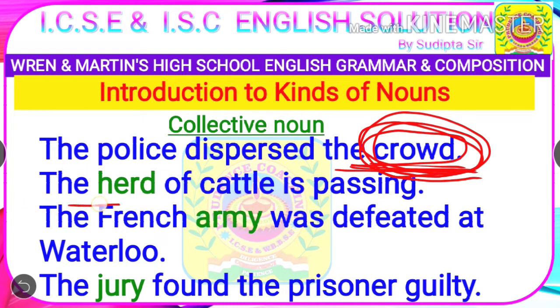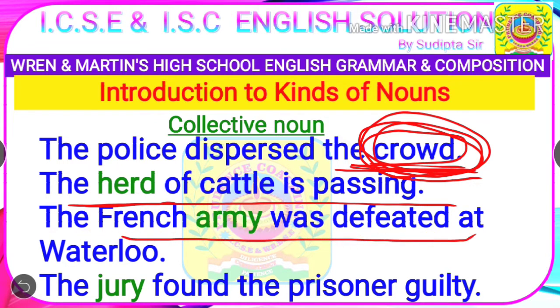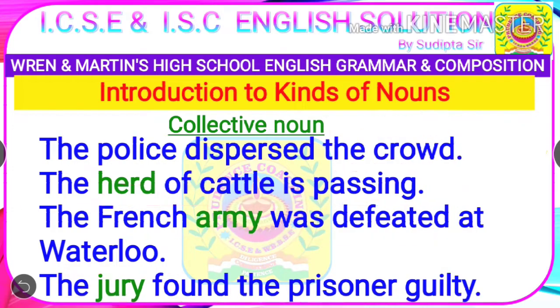Next there is "The herd of cattle is passing." Here the herd is a collective noun because it's referring to a group of cattle. "A French army was defeated at Waterloo." "The jury found the prisoner guilty." So in these sentences, crowd, herd, army, jury, all these are referring to a particular group and it's denoting a single unit. That's why it is a collective noun.